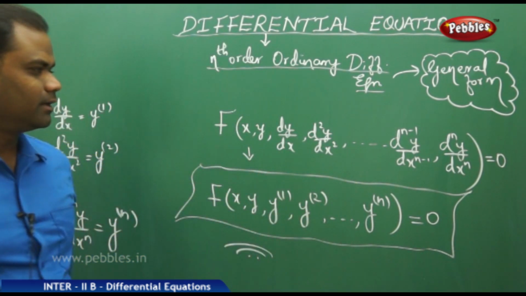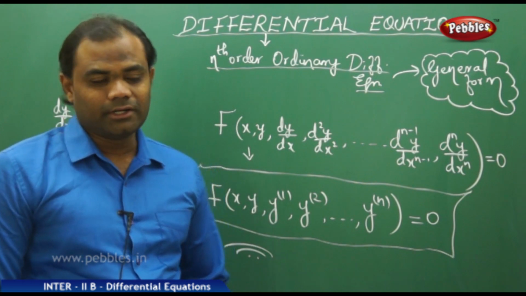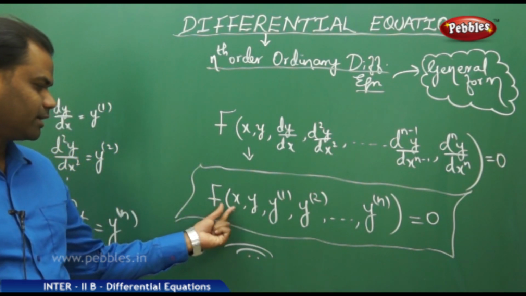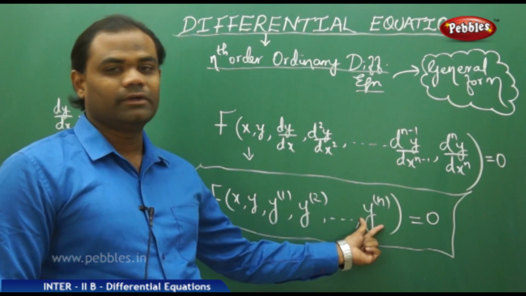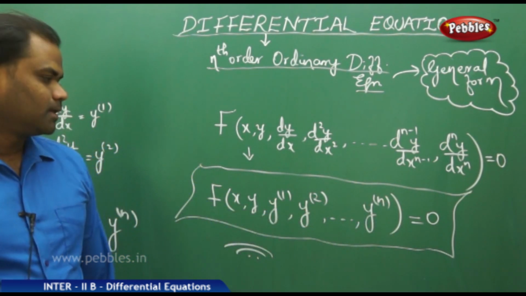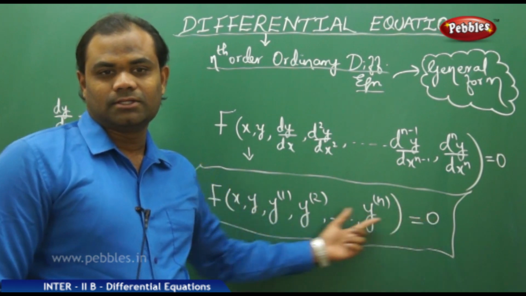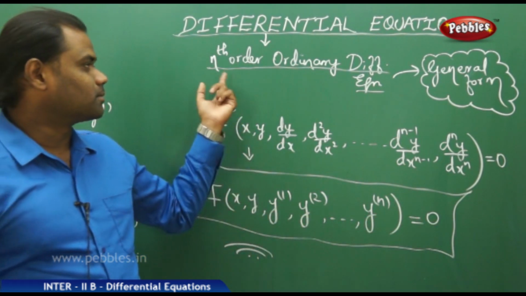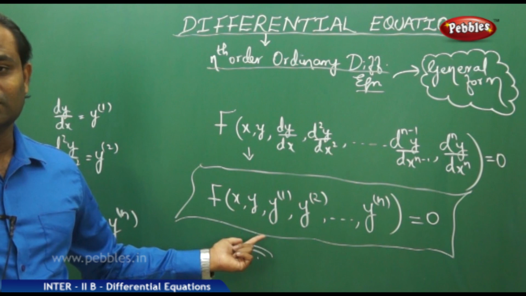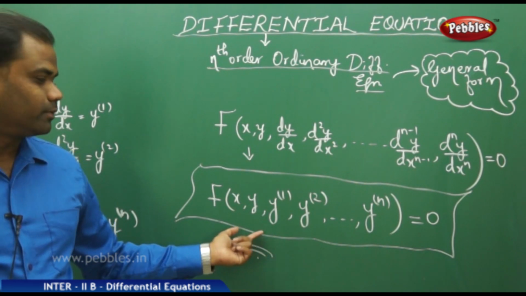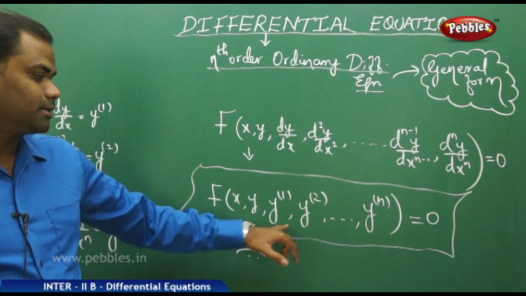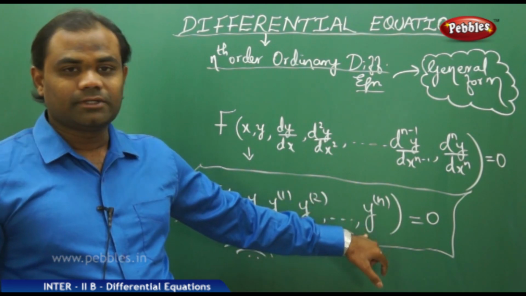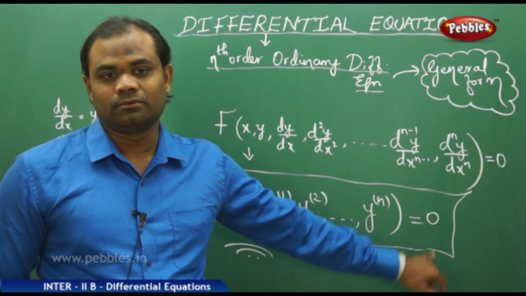equals 0. This is how we define the nth order ordinary differential equation consisting of x, y, y dash, y double dash, and nth derivative of y equals 0. So of order n, this is the general form of representing the nth order ordinary differential equation: f of x, y, y dash, y double dash, and so on till nth derivative of y equal to 0.